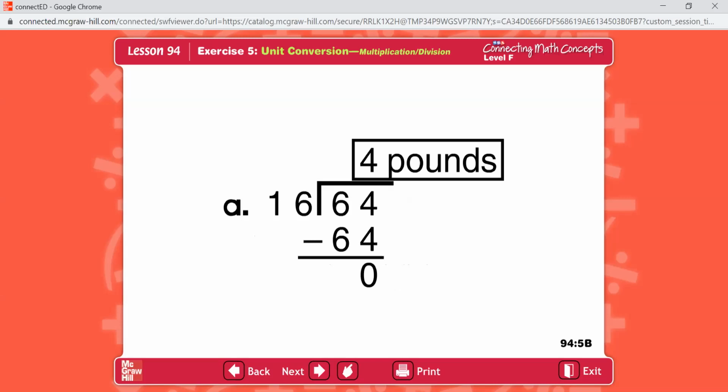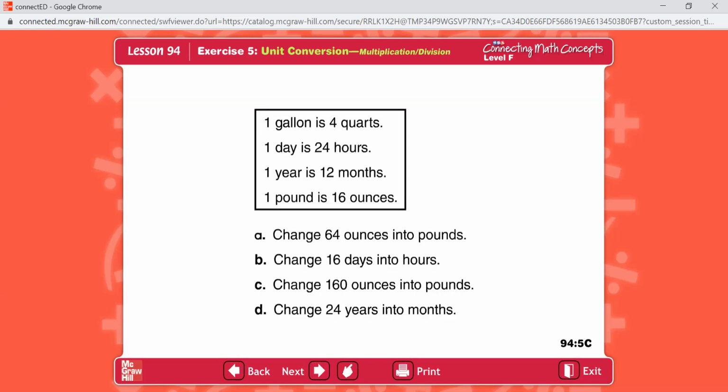Next, problem B. Change 16 days into hours. Look at the fact. Are there more days or hours? Right here, one day is 24 hours. There are more hours than there are days. So what do you do to end up with days? You divide by 24. What do you do to end up with hours? You multiply by 24.